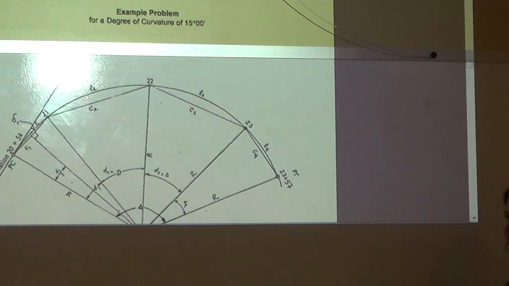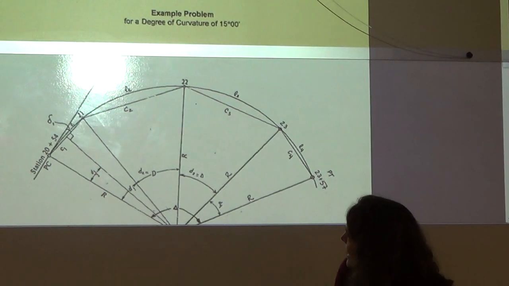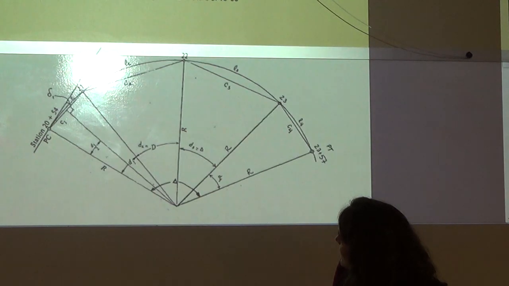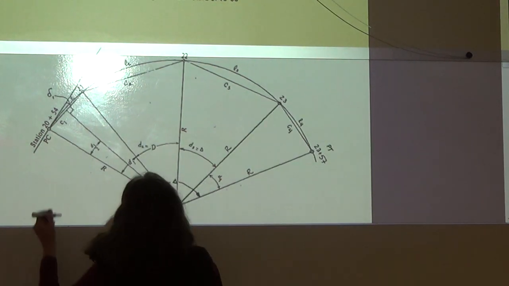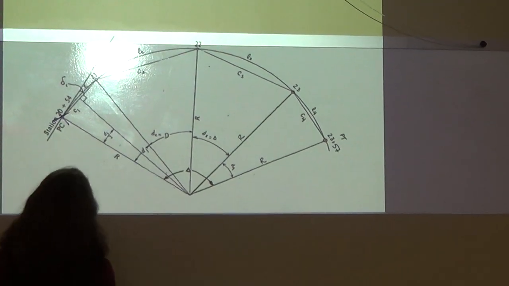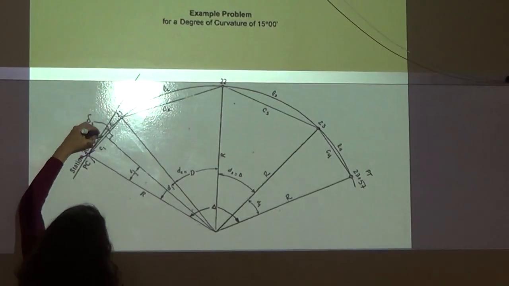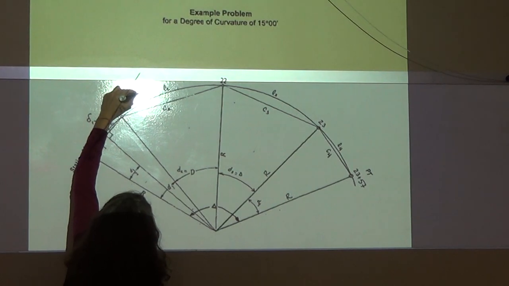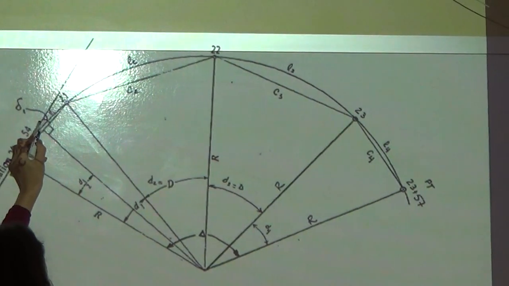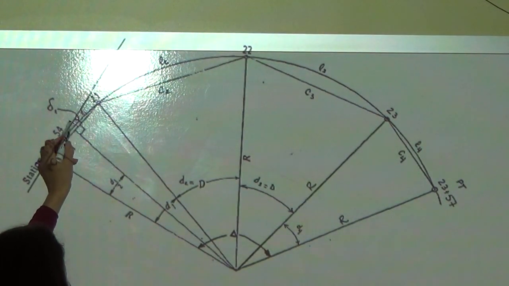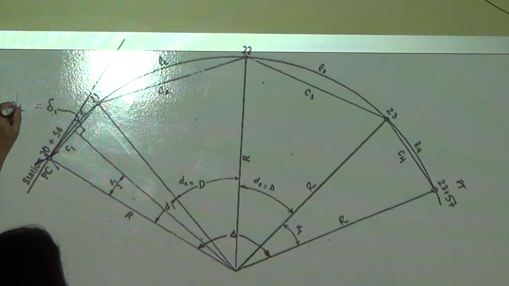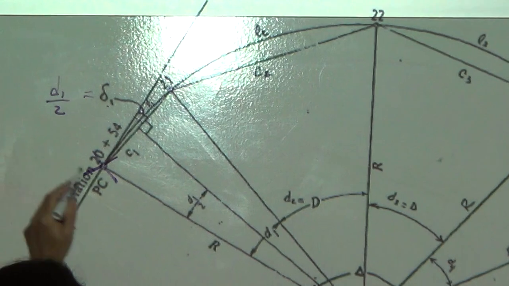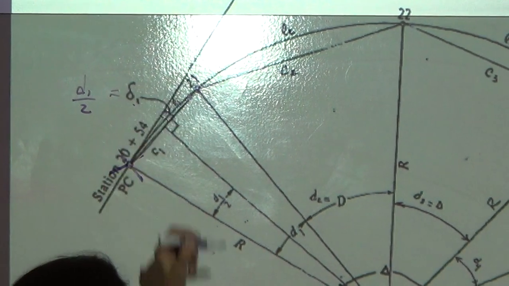Okay. So here we're looking at, if I'm set up on the PC, I sight the PI, I turn the deflection angle 1, which is equal to what? D1 over 2. And then I measure out the chord length.